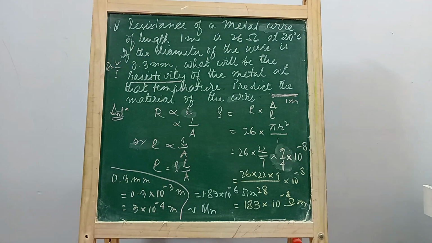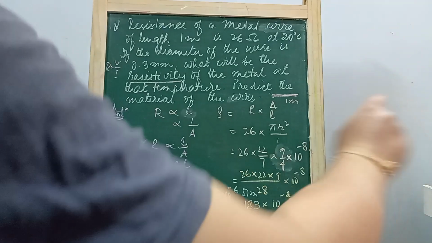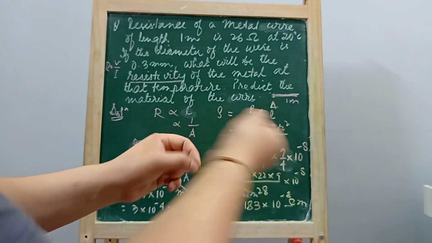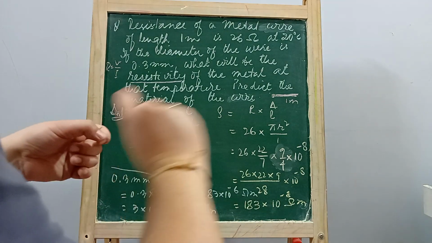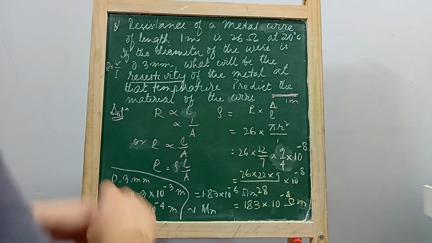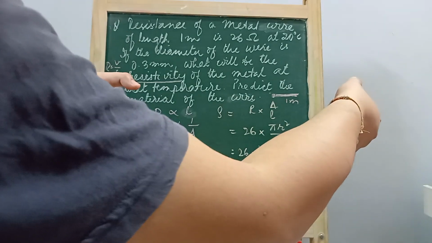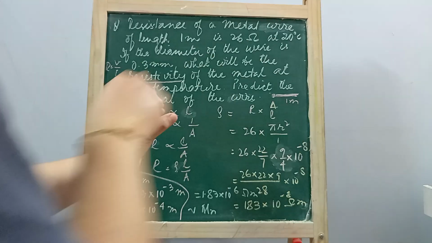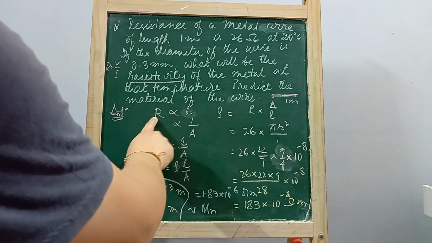Now coming to the question, we know according to the experiment that is given in the textbook that resistance is proportional to length. When you increase the length, resistance will increase. When you decrease the length, resistance will decrease, provided other things are the same: the cross section area is the same, the temperature is the same. When the length is increased, the resistance will increase. So resistance is proportional to length.